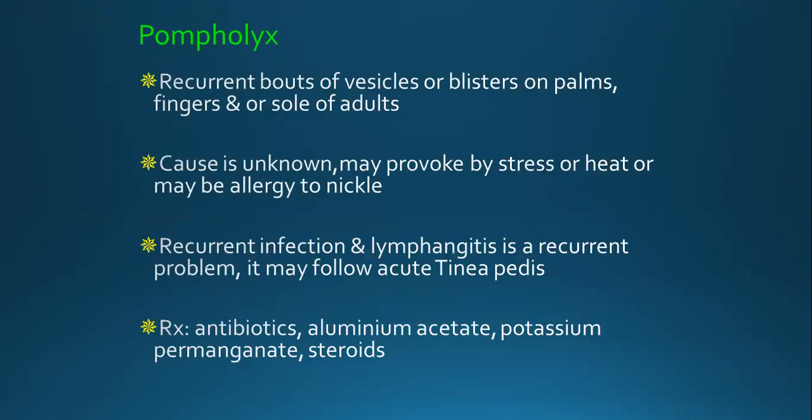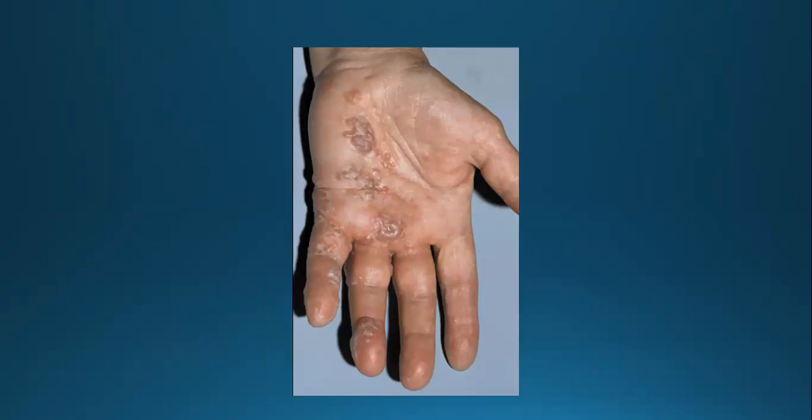Then pompholyx, recurrent bouts of vesicles or blisters on the palms, fingers, or soles of adults, even teenagers. Cause is unknown, but may be provoked by stress or heat, or sweating and allergy to nickel. Recurrent infection and lymphangitis may be present. It may follow acute tinea pedis. Treatment is antibiotics, aluminium acetate, the cooling agent, potassium permanganate, and the steroids. This is a picture of pompholyx.